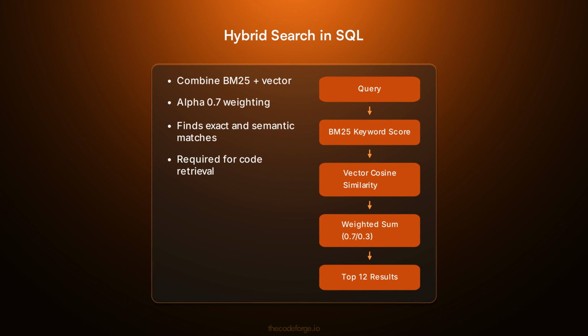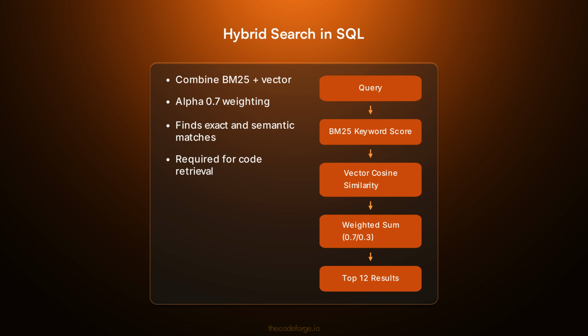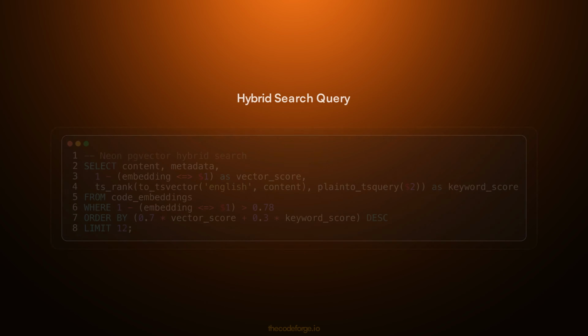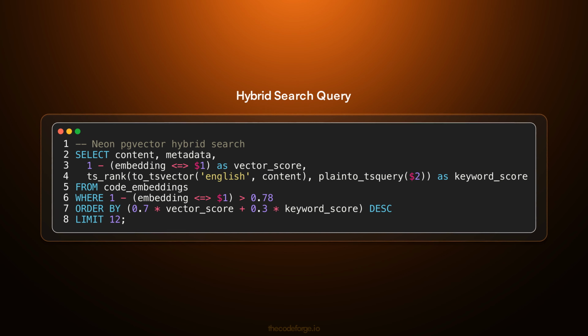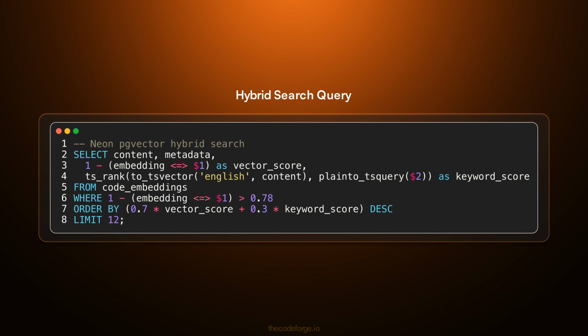Pure vector search misses exact symbol names. Hybrid search combines BM25 keyword score with vector cosine similarity. In pgvector, we use tsvector for keywords and the <=> operator for vectors, ordering by a weighted sum. This SQL query performs hybrid search. It calculates both vector similarity and keyword relevance, then orders by a weighted combination. The threshold of 0.78 ensures only relevant results are considered.